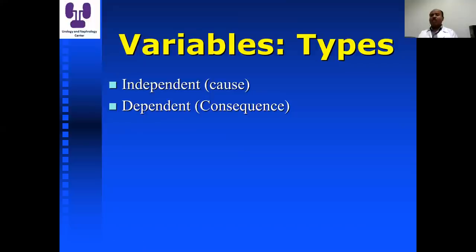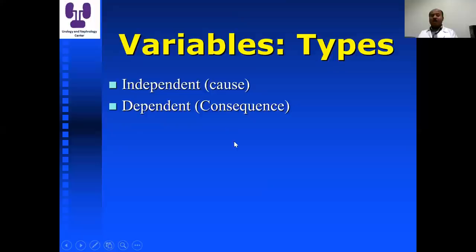Smoking is the independent variable and lung cancer is the dependent variable. That's okay. Why do we learn independent and dependent variables? Because in the coming years and after graduation, you will learn statistical tests, and to know how to use statistics, you should know independent and dependent variables.